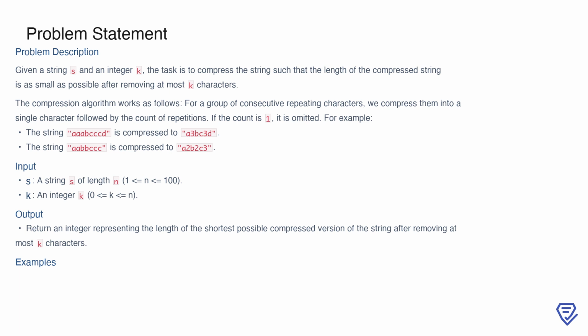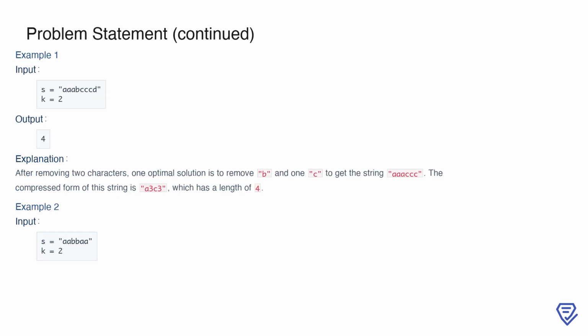For example, let's consider the input s equals aabbcc and k equals 2. The output here is 4. To achieve this, we can remove two characters, the b's. This gives us the string aacc. When we compress this string, it becomes a2c2, which has a length of 4. This is the shortest possible compressed length for this input.